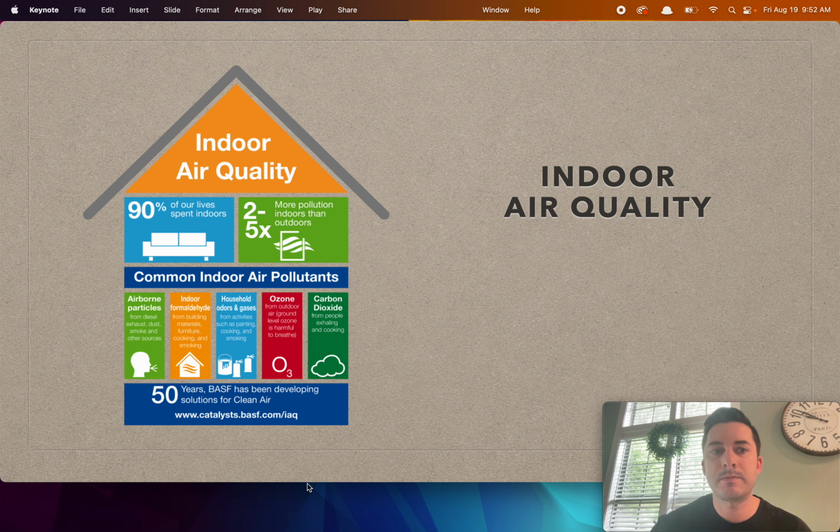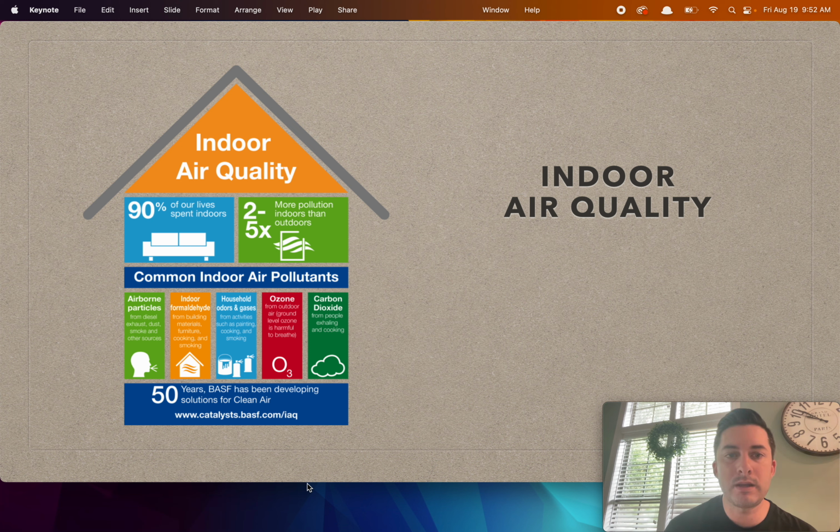Some facts are we spend 90% of our lives indoors. Because of that, I believe we should probably pay attention to this topic. And then we actually have 2 to 5 times more pollutants inside our houses than outside our houses. And we're going to talk about a few of those.